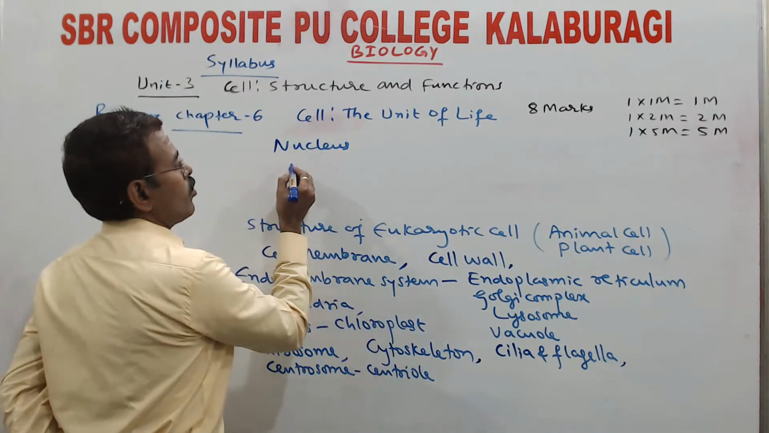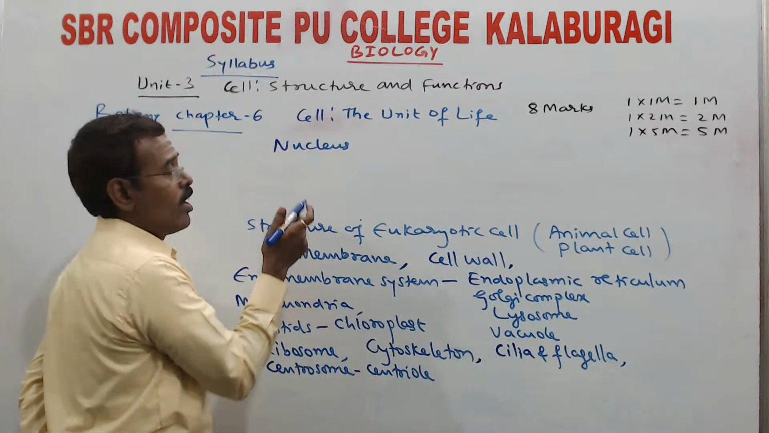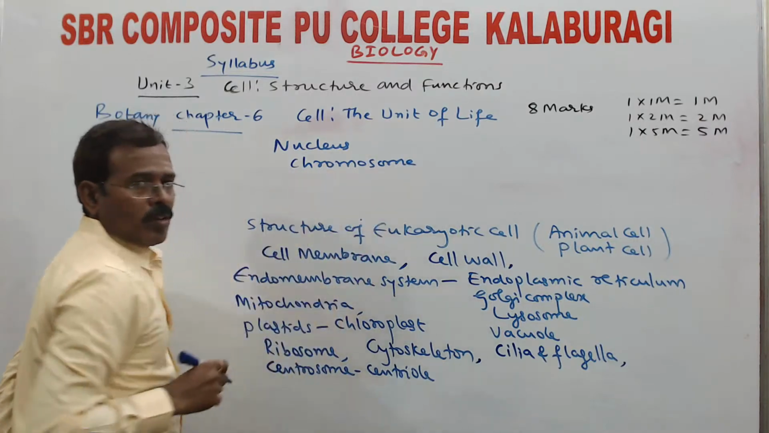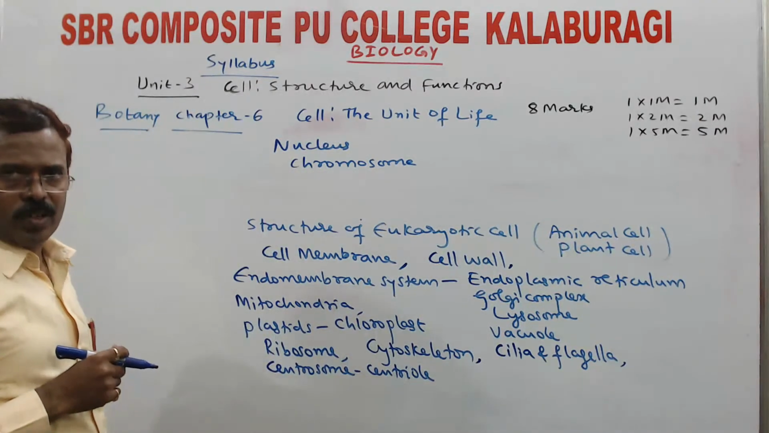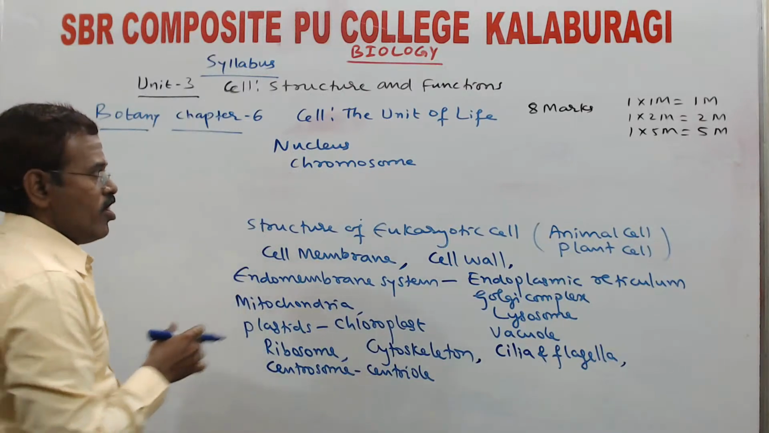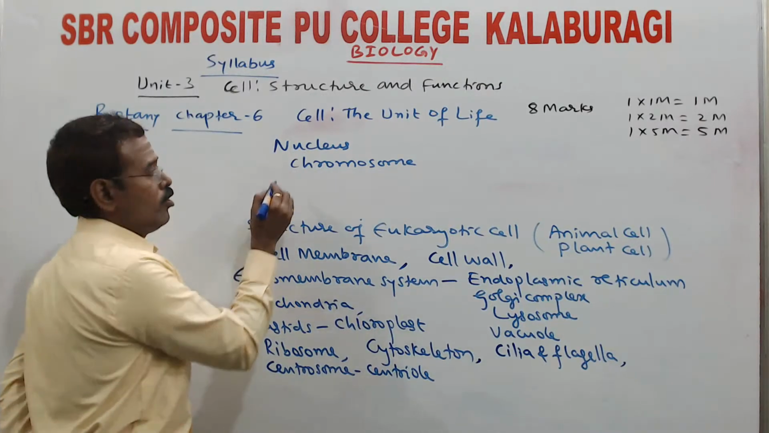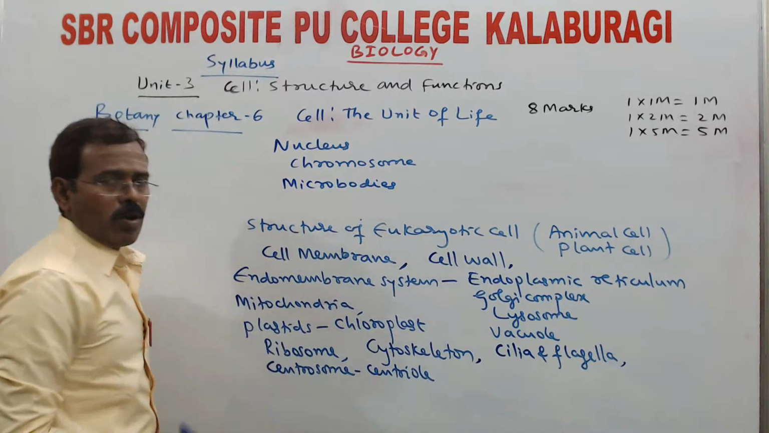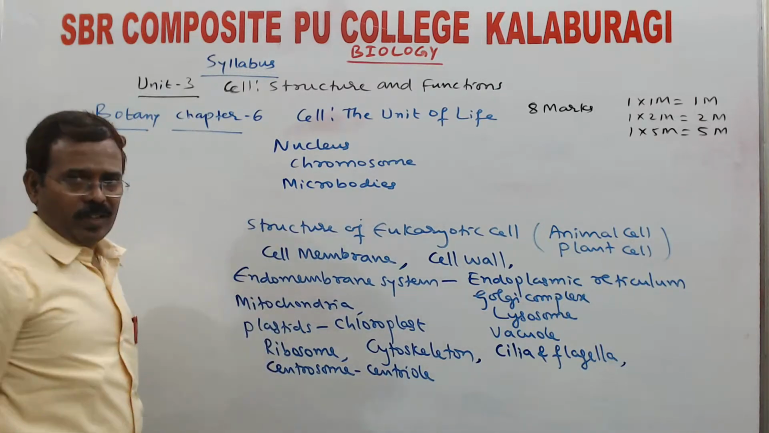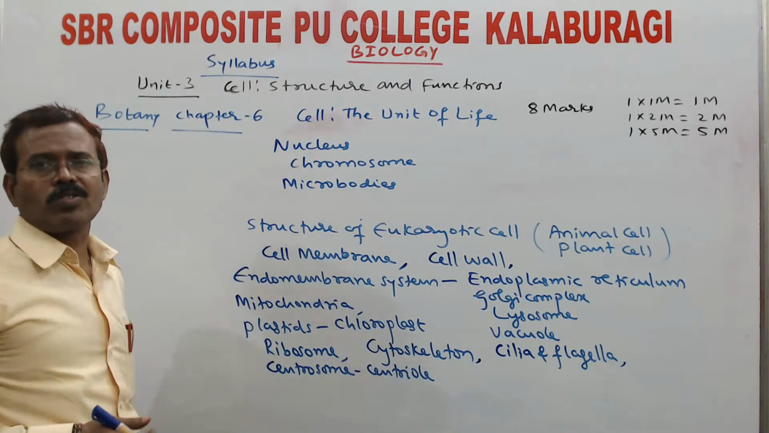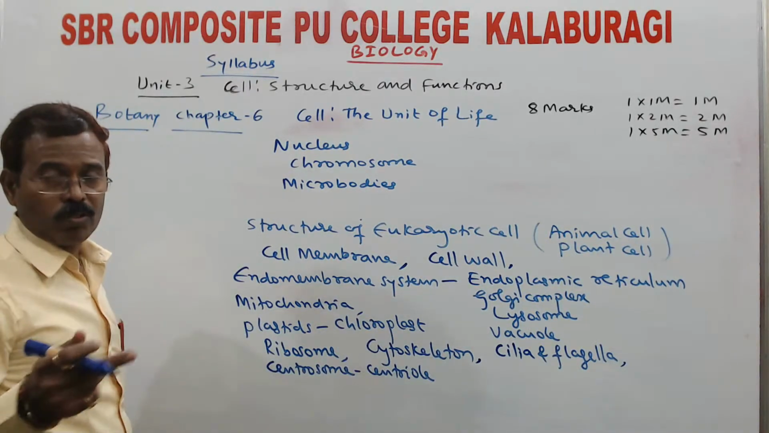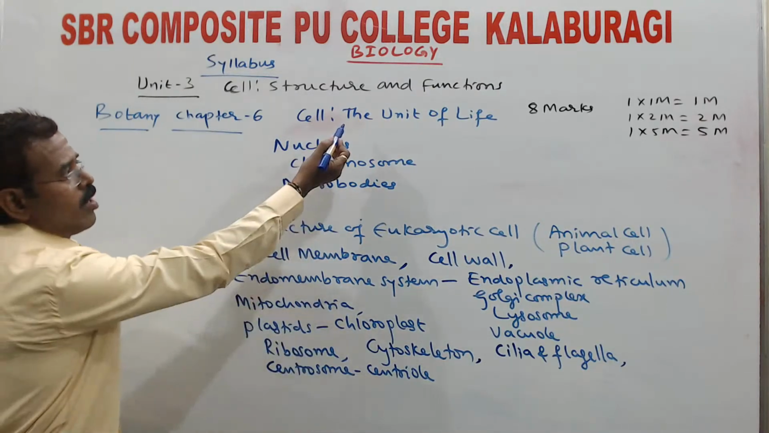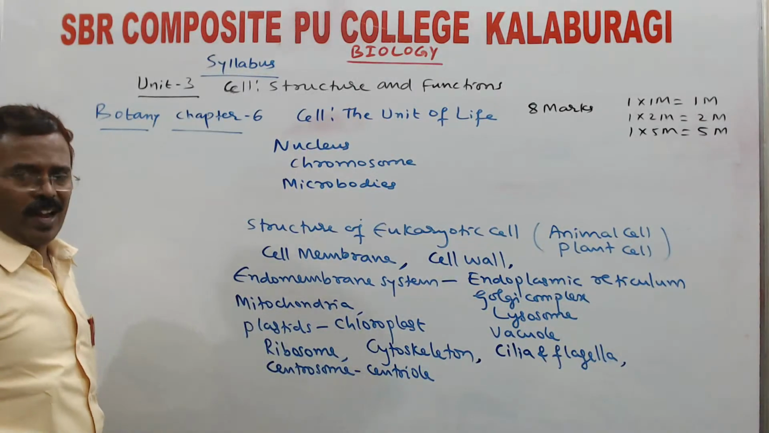In the nucleus, we are going to learn not only the outer structure of the nucleus, but briefly we will learn about chromosome structure, units of heredity, vehicles of heredity. Then the last part which we learn, microbodies, single membrane bound small structures. Microbodies include peroxisome, glyoxysomes. So these are all various concepts coming under the chapter, the cell, the unit of life.